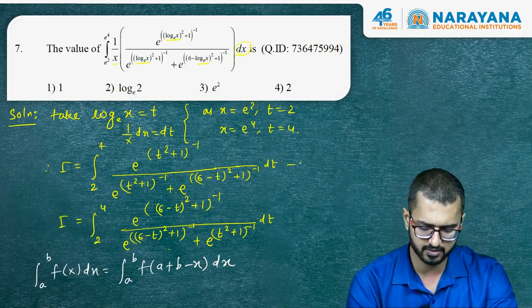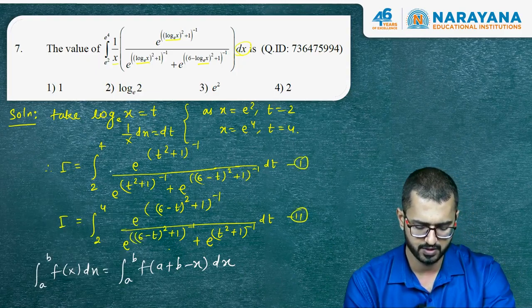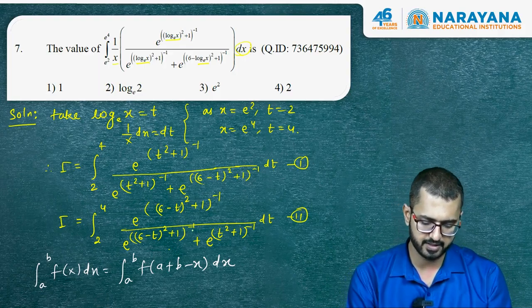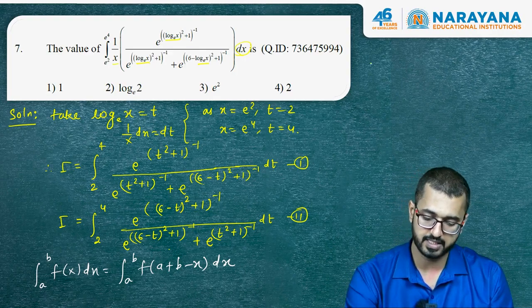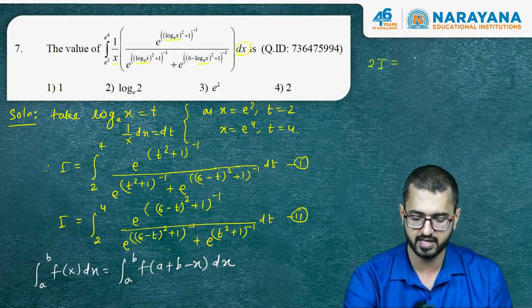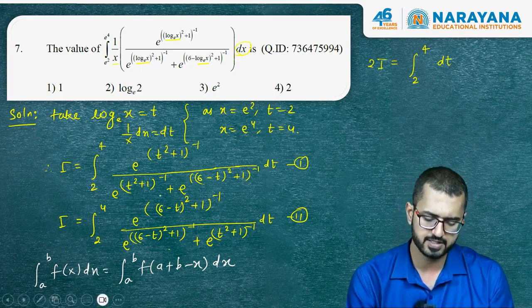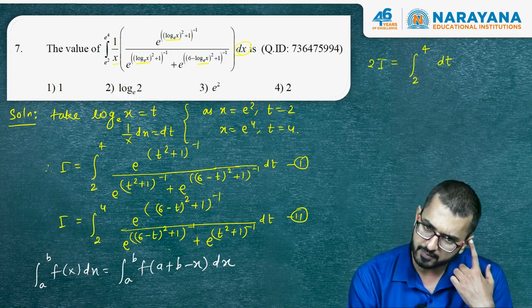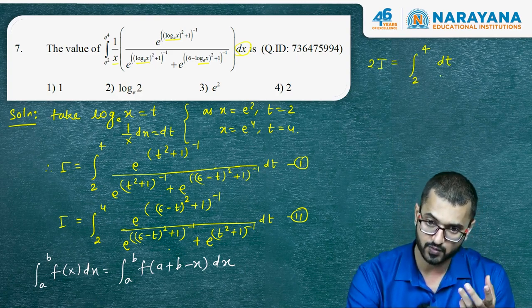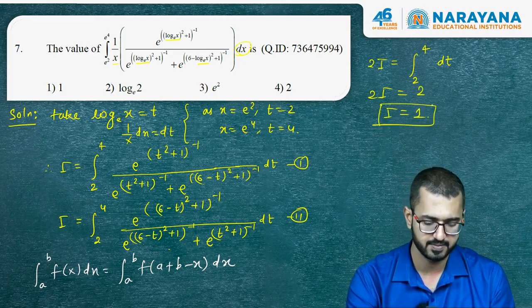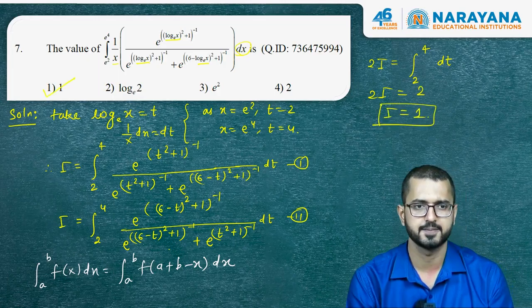Now we're going to add both the equations 1 and 2. Adding 1 and 2, you can see the denominator is the same, so numerators can be added, and the moment I add the numerators, this entire thing gets cancelled. All I have is from 2 to 4, simply dt. So 2I is equal to the integral from 2 to 4 of dt, that means 2I is equal to 2, so this makes your I equal to 1. That makes our option 1 correct.